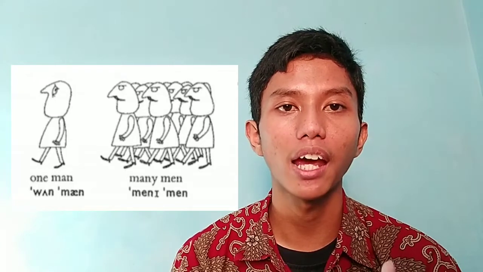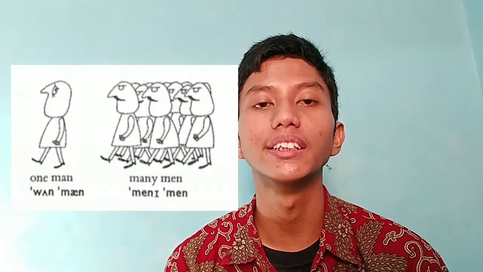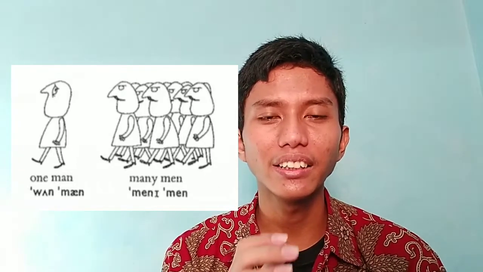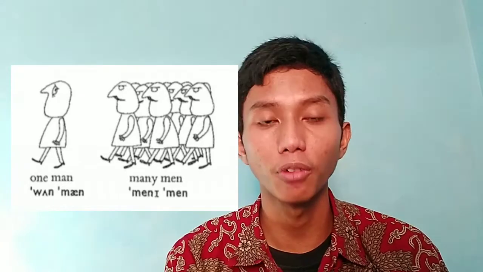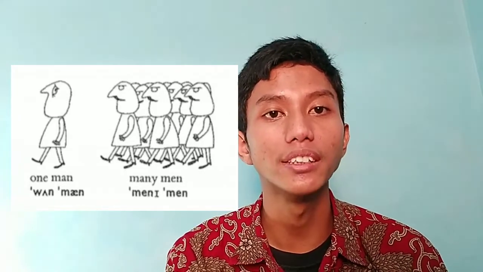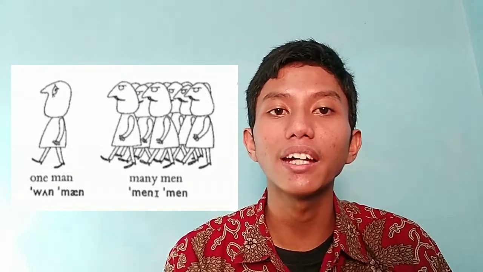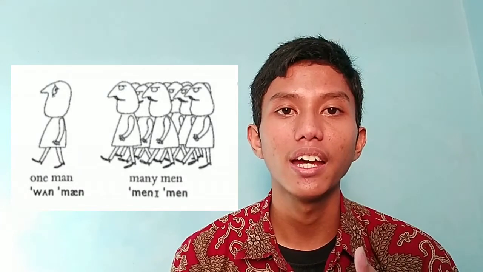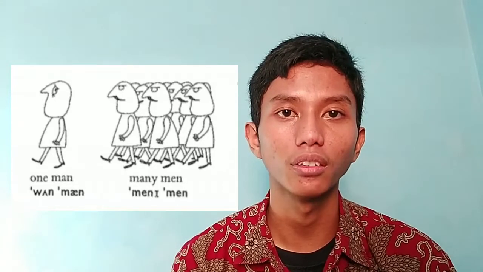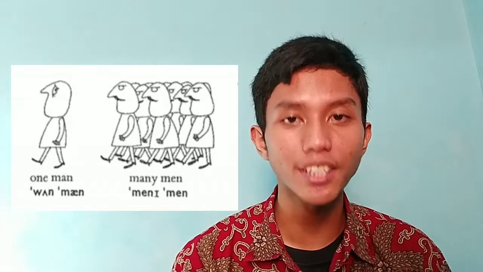We are going to the next picture. The difference between man and men. The first one, man, has an A in the middle of this word. One man. For example, there is one man in my bedroom. For another example, that man is playing football. And then men. For example, many men line up facing me.